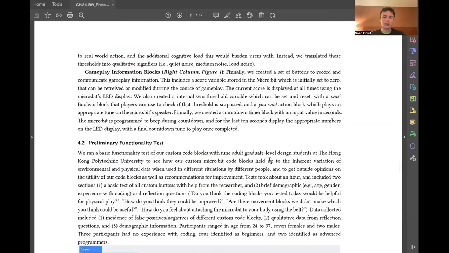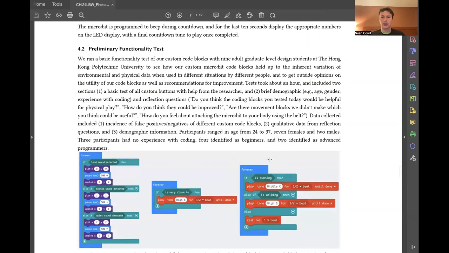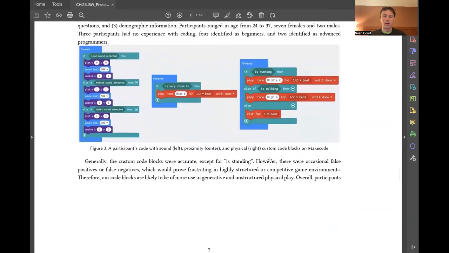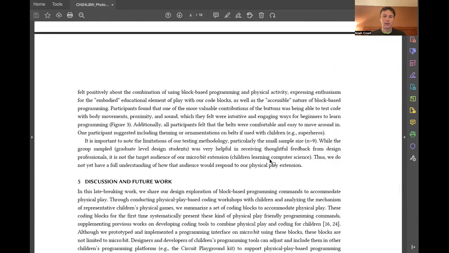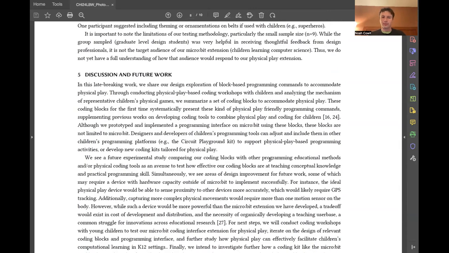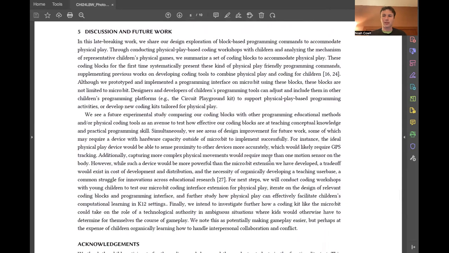And then we did a functionality test with design students from Hong Kong Polytechnic University, just to see how they thought these blocks would work. A next step of this project would be to engage with testing with a more naturalistic, more natural target group, because we did not test this on our target population, which was children who want to learn computer science.